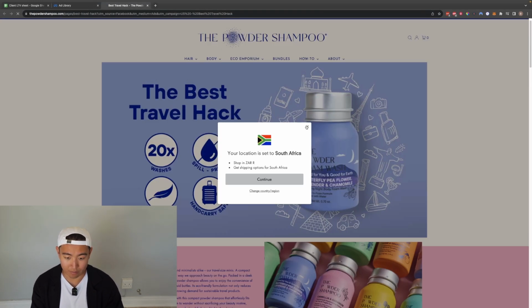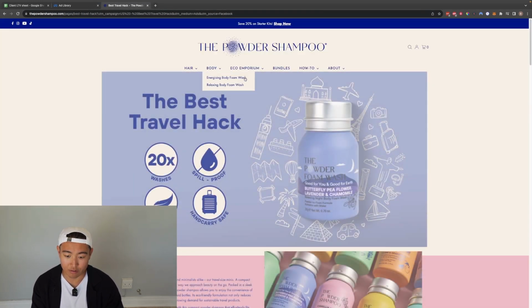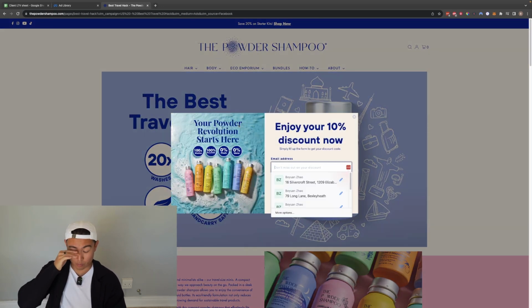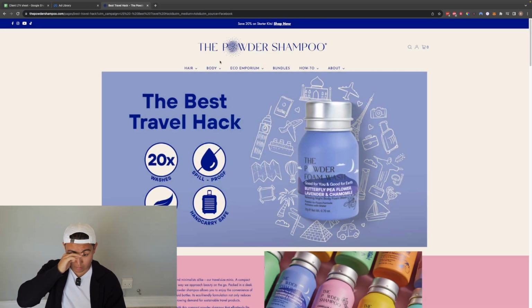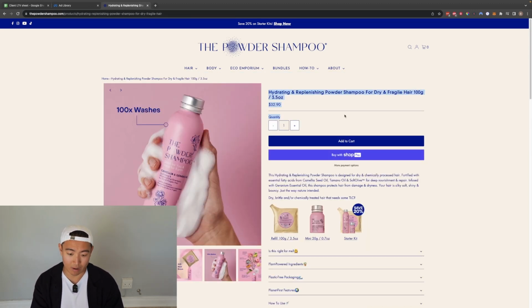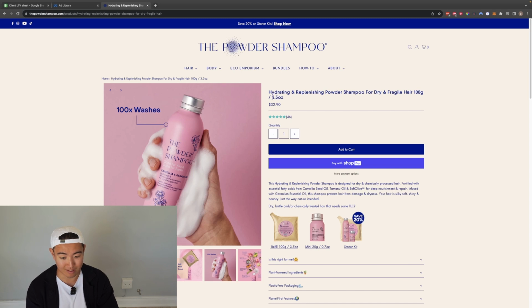So the brand that I found is this powder shampoo. Let's try to run some numbers, because I know the hair space super well. So we're just gonna use this brand as an example because I roughly understand the CAC and everything in this space. Right now, they're selling shampoo for $32.90.